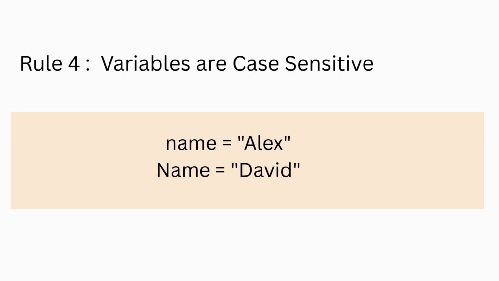Another important rule is that Python variables are case sensitive. That means in the example, lowercase name and capital N Name are treated as two completely different variables. Python stores both separately in memory because uppercase and lowercase letters matter. Finally, developers always try to use meaningful variable names. Instead of writing something confusing, it is better to use meaningful variable names. Meaningful variable names make programs easy to read, understand, and maintain.